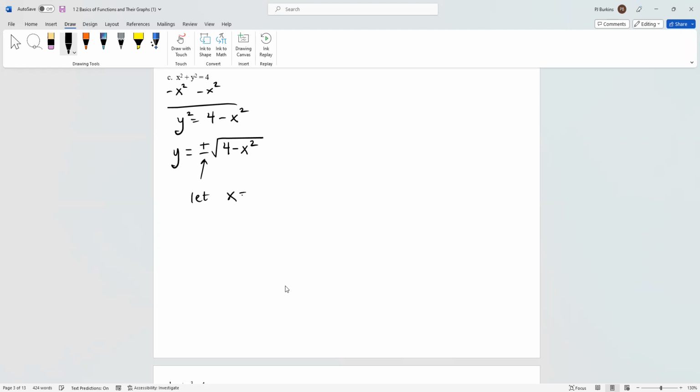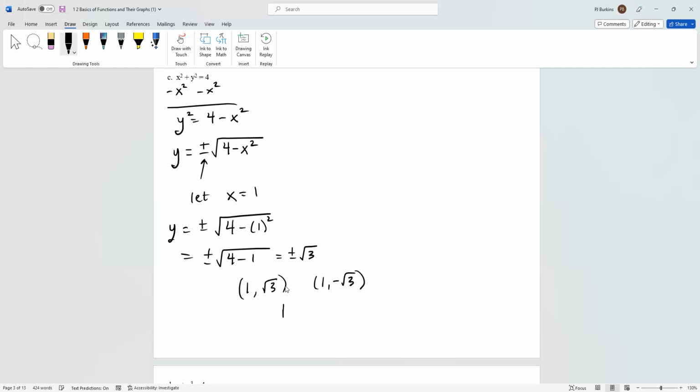So let's see. Let x equal 1. Okay. So y equals plus or minus the square root of 4 minus 1 squared. That's plus or minus the square root of 4 minus 1, or plus or minus the square root of 3. That's 2 different answers. That gives me 2 points. It gives me (1, root 3), and it gives me (1, negative root 3). So this is not a function.